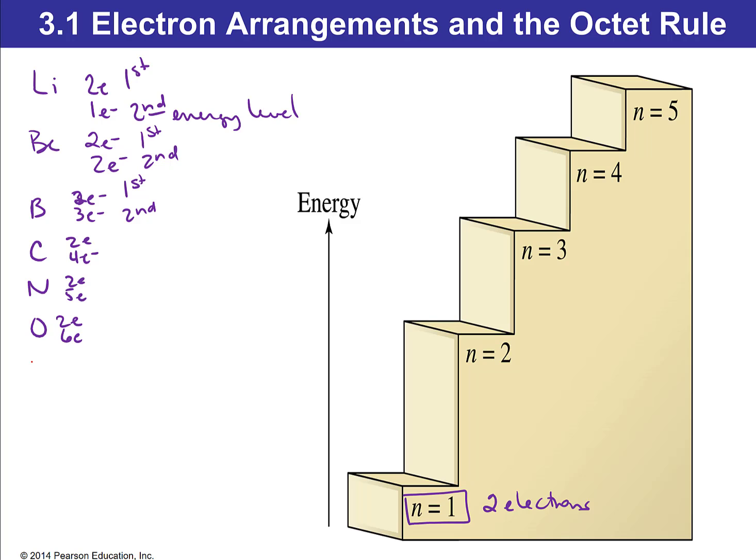And then you get all the way over to fluorine. So fluorine, atomic number 9, has 2 electrons in the first, 7 in the second. And then you get to neon. So now neon has 2 electrons in the first and 8 in the second.